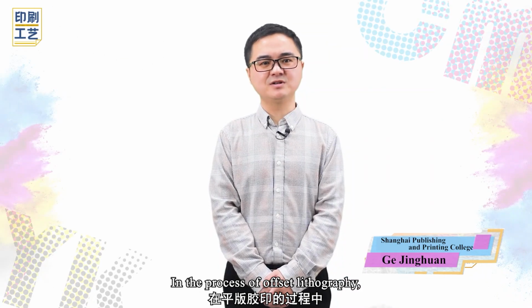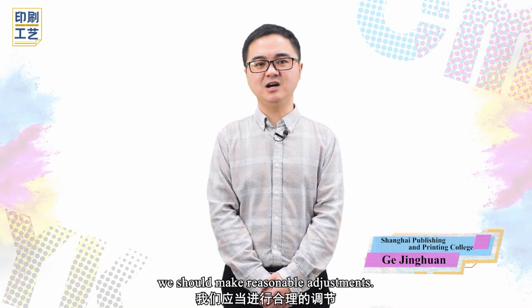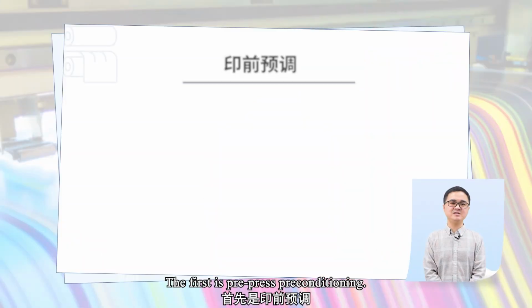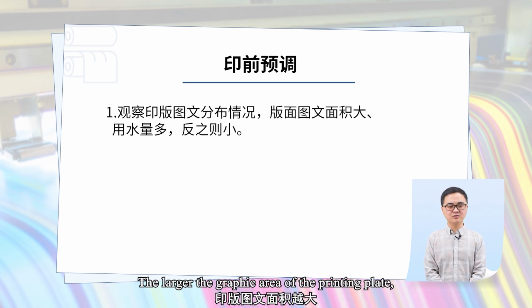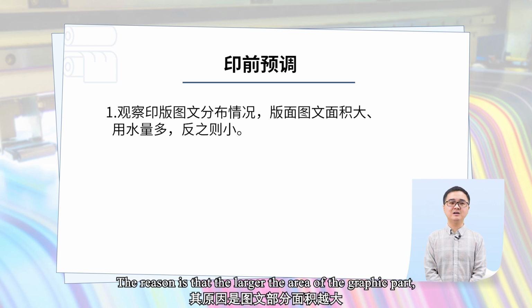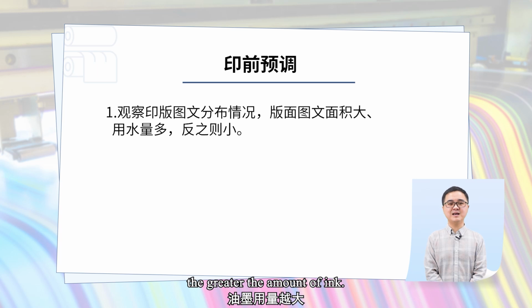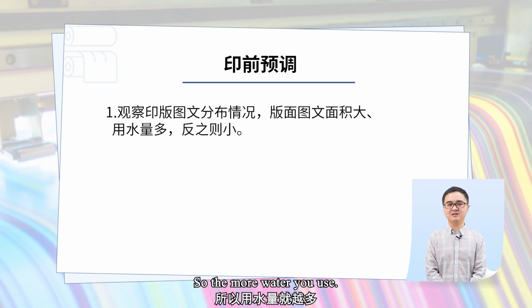In the process of offset lithography, to achieve ink-water balance, we should make reasonable adjustments. The first is pre-press preconditioning. We need to observe the distribution of the graphics on the plate. The larger the graphic area of the printing plate, the more water you use. Conversely, it will be less. The reason is that the larger the area of the graphic part, the greater the amount of ink. This requires more water to participate in the emulsification of the ink.